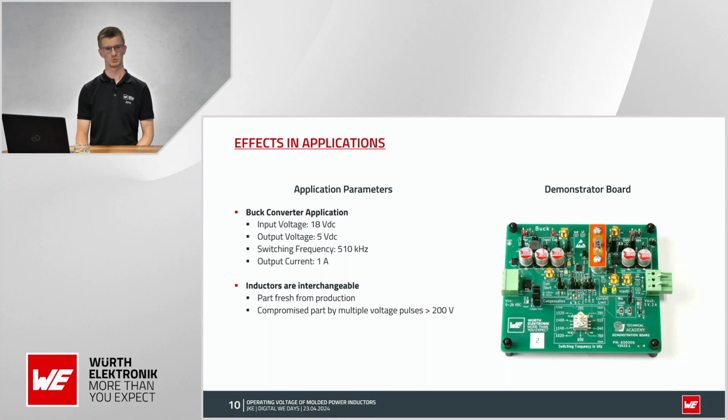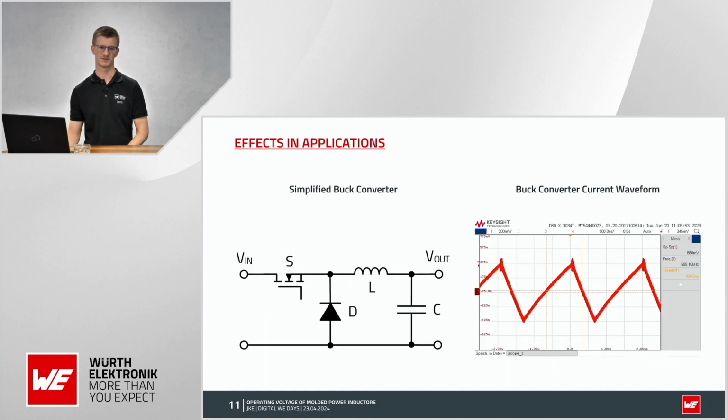So we have tested two parts, basically. One part directly fresh from the production, and then one compromised part. So here you see also what I mean by compromised. We have put multiple voltage pulses over 200 volts over a part. So during our testing, we found that especially the ripple current is very affected by this. So this is something I want to talk about now.